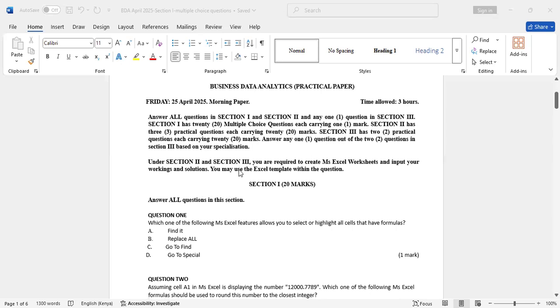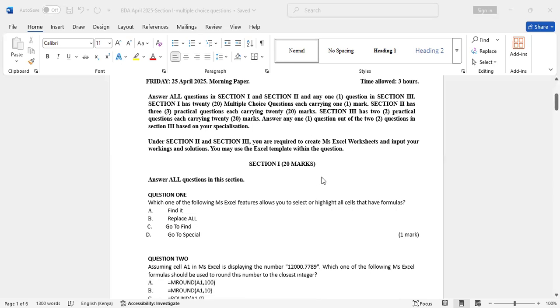So under section 2 and section 3, you are required to create MS Excel worksheets and input your workings and solutions. You may use the Excel template within the question. That refers to the other questions that we have done.